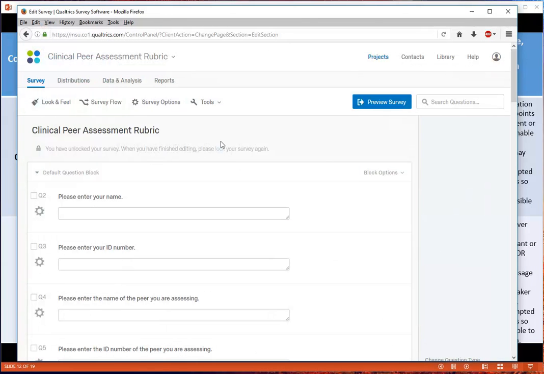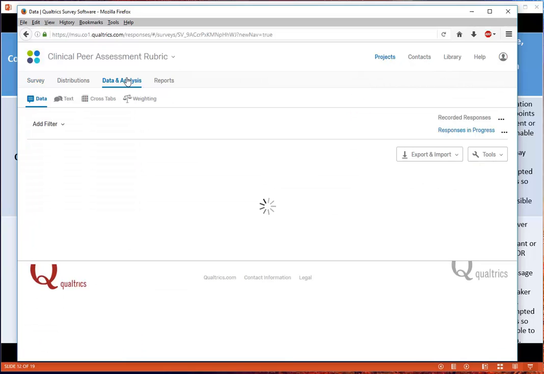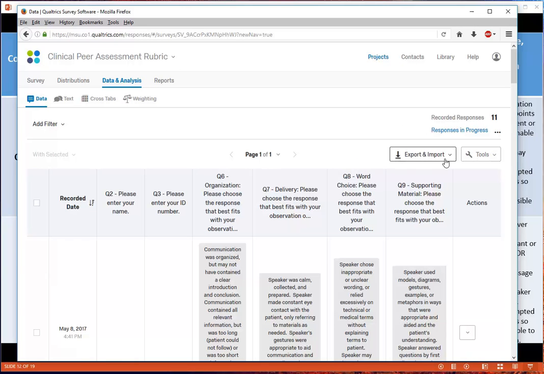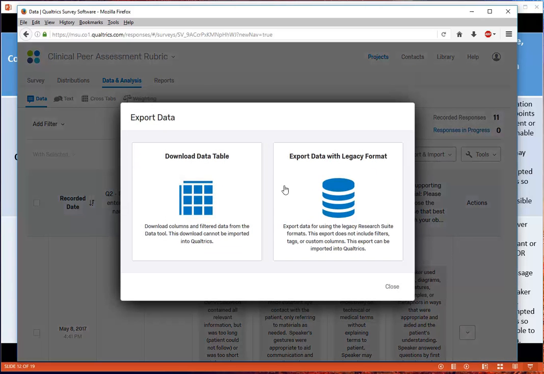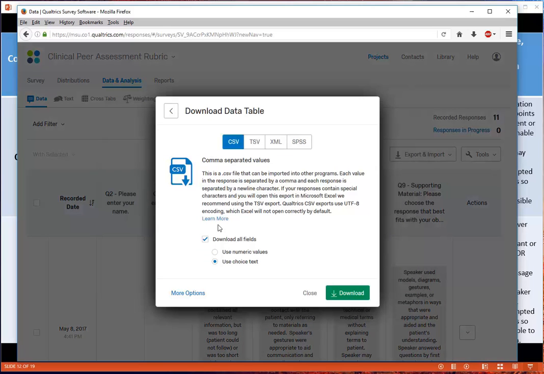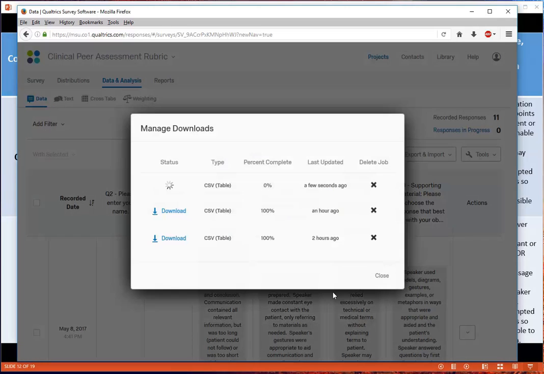So once you've had some students do that and you have some data, you go over here to data and analysis. You want to click this drop down where it says export and import and click export data. And you want to download the data table. Right here, comma separated value is the format that's going to read into Excel very easily. You can also read into SPSS, another statistical analysis program, Stata, R. Make sure you change this to use numeric values for the fields, and that's going to give those recoded values instead of the rubric responses. And then right here, you'll click download.